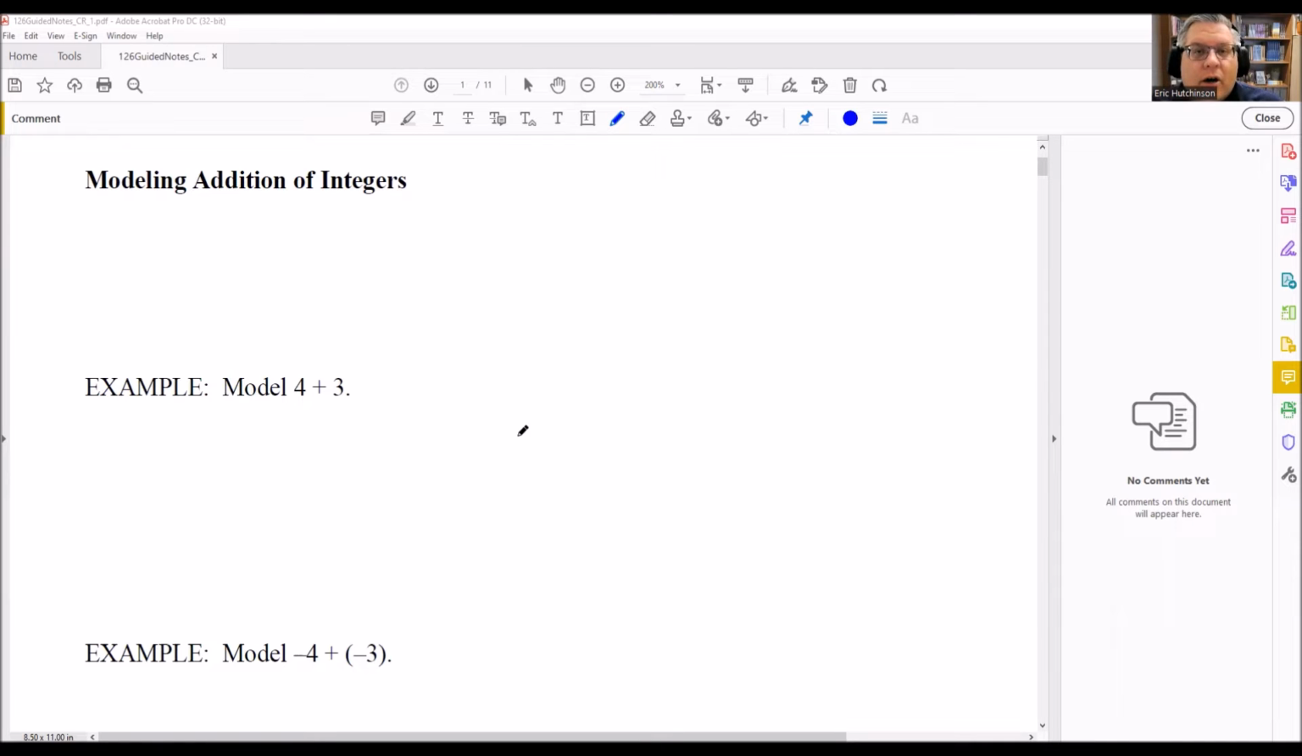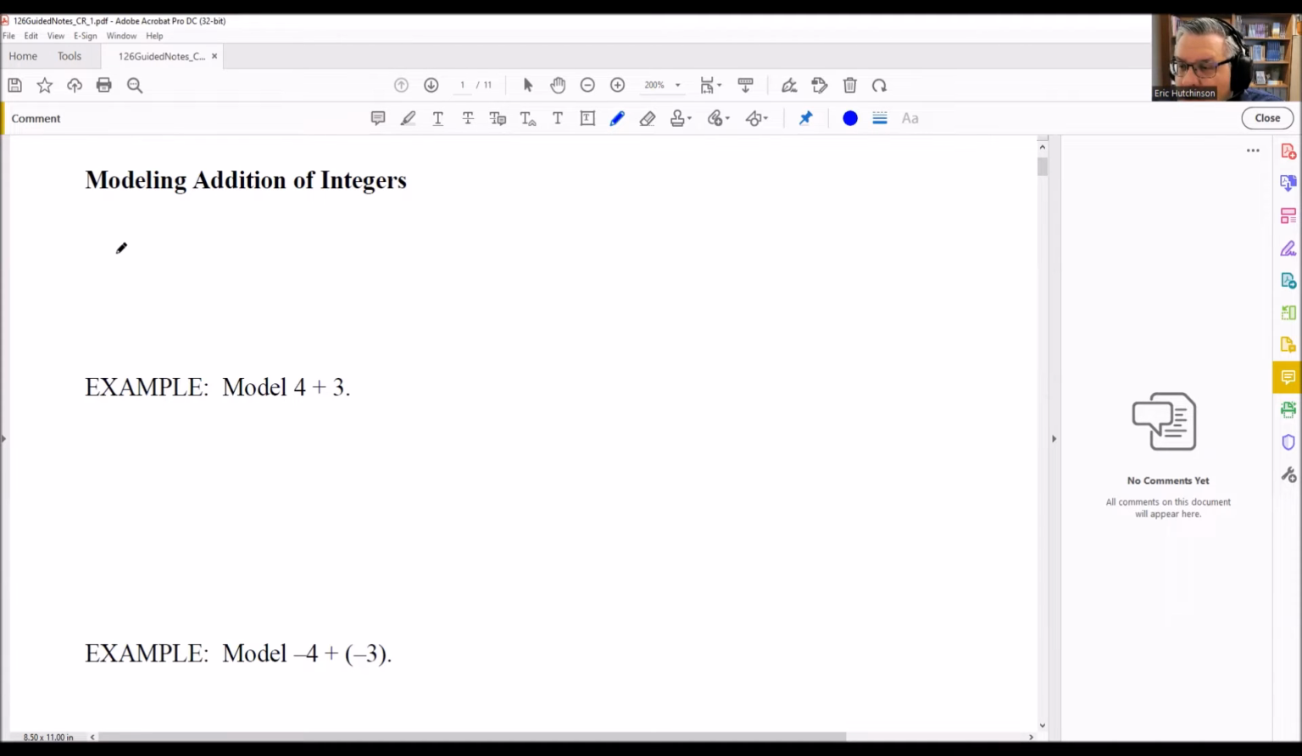Okay, so we're going to talk about modeling the addition of integers. Now, of course, you could do this with technology, but I want to show you visually what's happening so you can see what really happens when you're adding positives and negatives together. In order to do that, we have to create what the model is going to be.